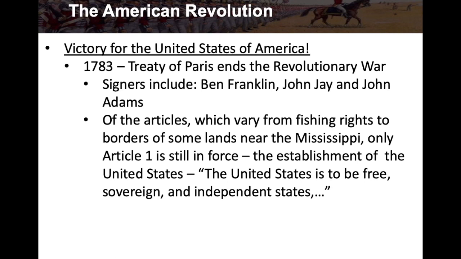So a big one, obviously, being free from the tyranny of the king, but sovereign is a big one. Sovereignty means that it has come together, a United States as a sovereign nation. And they're independent states. So even though it's a United States, each state has independent authority within the United States. There's like a state government set up. So that's a very important treaty. The Treaty of Paris ended the Revolutionary War.